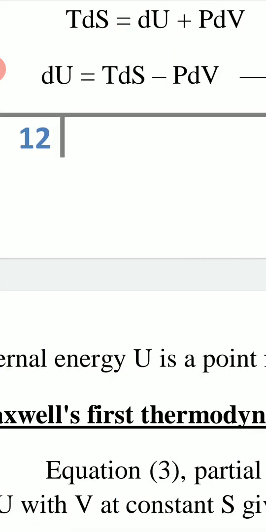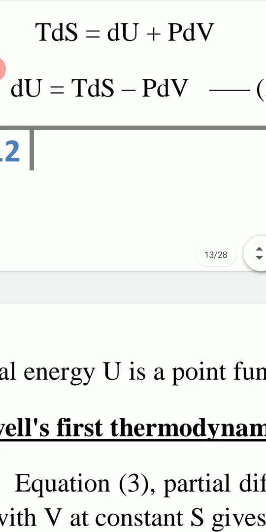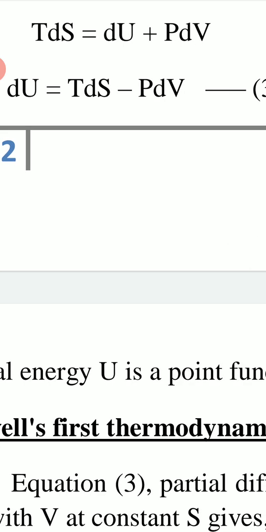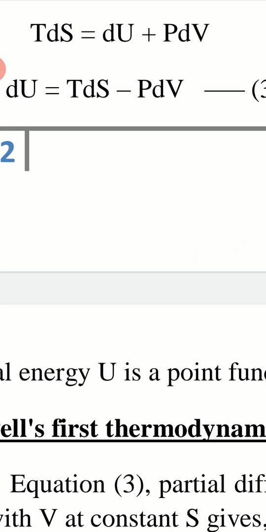To find the Maxwell's thermodynamic relation from this equation, we first look at the right hand side. There are two terms in the right hand side. First is TdS and second is PdV. If we keep V constant, then dV becomes 0 and second term will become 0. And if we keep S constant, then dS will be 0 and first term will become 0. So we find the partial differentiation of U with respect to S by keeping V constant, and again we find partial differentiation of U with respect to V by keeping S constant.